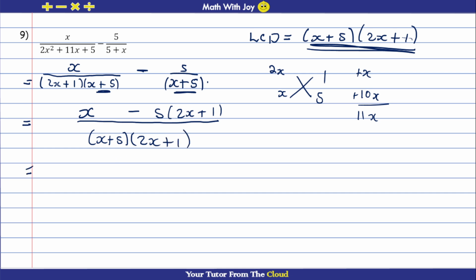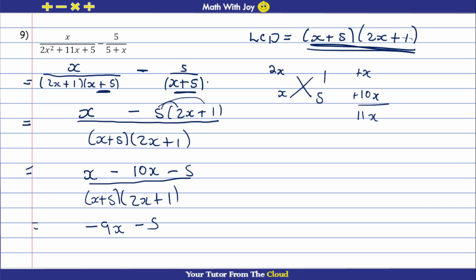Now I'm going to have to simplify the numerator. Simplifying the numerator, we're going to get something like x minus, well, this is going to be 10x. Then you multiply like that to give you minus 5. Divide all of this by the bracket of x plus 5. Then you have 2x plus 1. Now that is going to give us negative 9x. Okay, going to get negative 9x and minus 5. So x minus 10x is 1 minus 10 is minus 9. Right. Divide all of this by x plus 5, 2x plus 1.